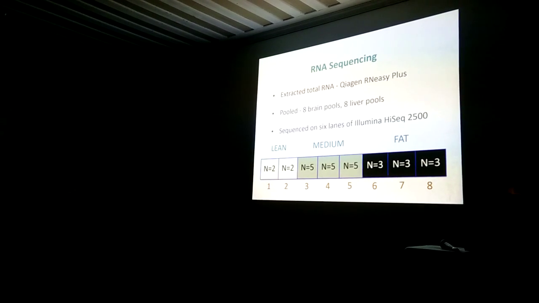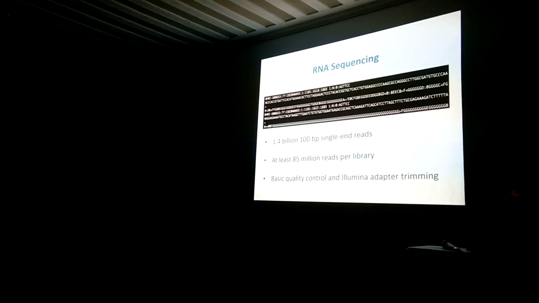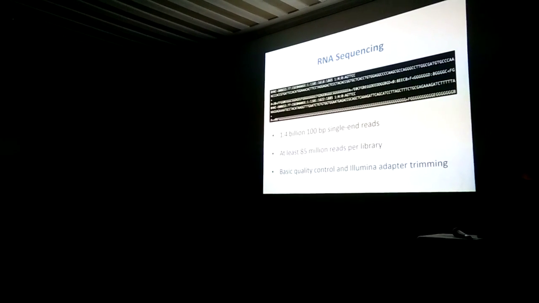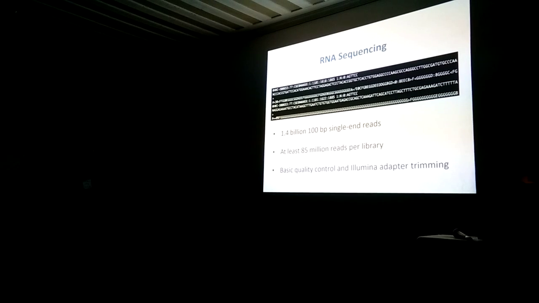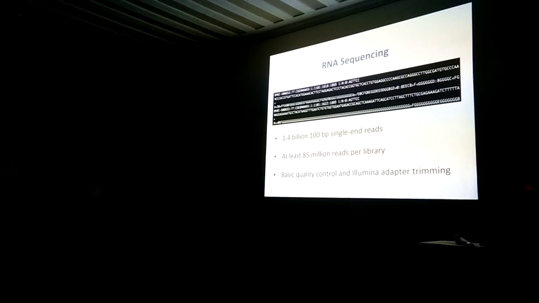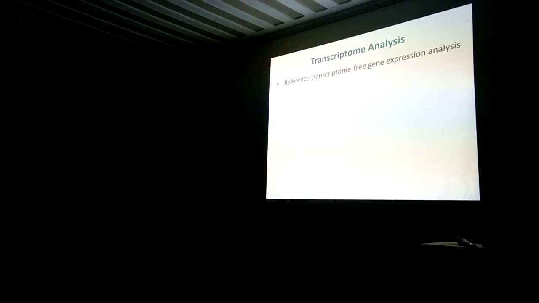We then sequenced these 16 libraries in 6 lanes of Illumina, which brought us back 1.4 billion 100 base pair single end reads. We got at least 85 million reads per library. Then we did some basic quality control and adapter trimming on the raw data, and then we moved into working on actual transcriptome and gene expression analysis. So we got the data back a couple months ago. I've been working to assemble a good reference transcriptome to map reads to, to do differential gene expression analysis on.